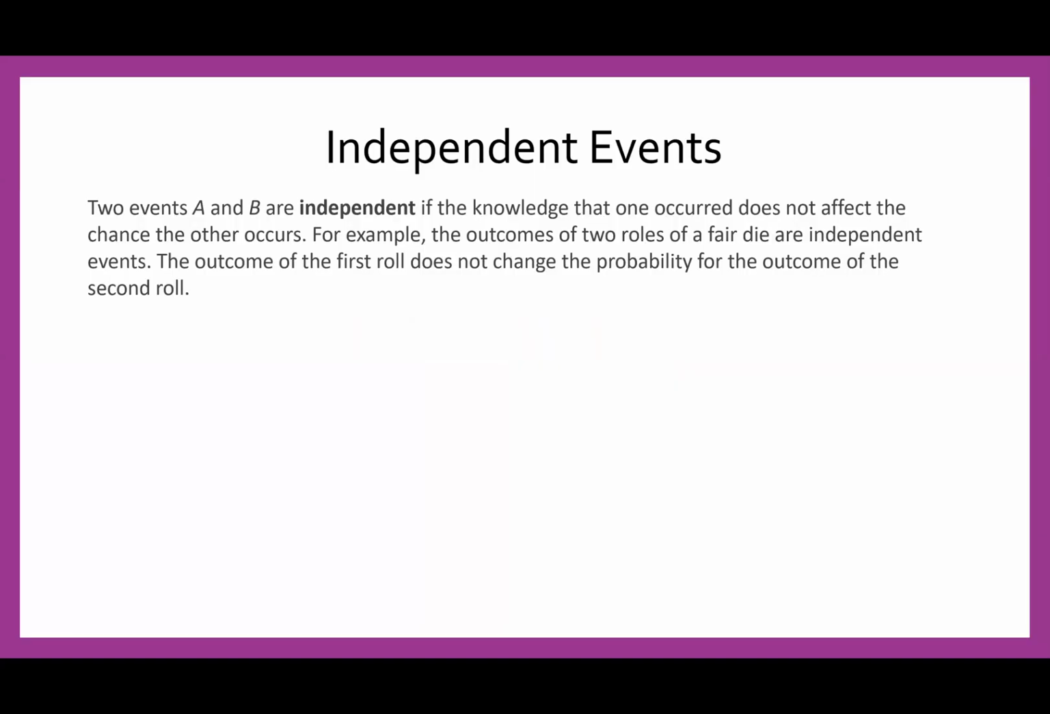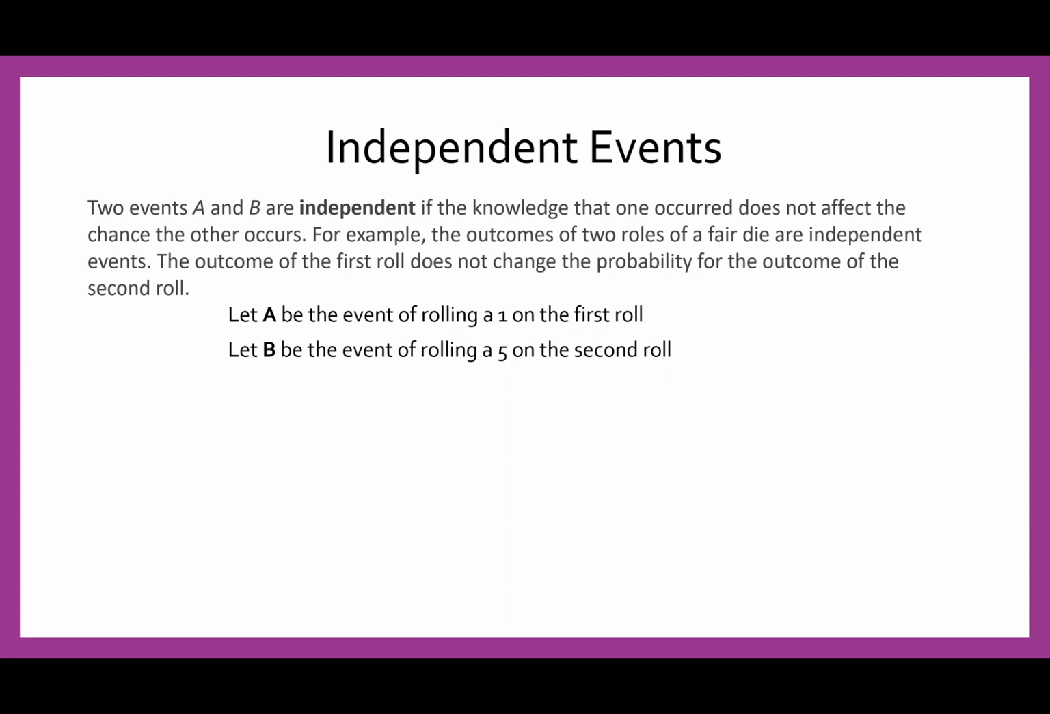Independent events. Two events, A and B, are independent if the knowledge that one occurred does not affect the chance the other occurs. For example, the outcomes of two rolls of a fair die are independent events. The outcome of the first roll does not change the probability for the outcome of the second roll. So let's look at that in action.